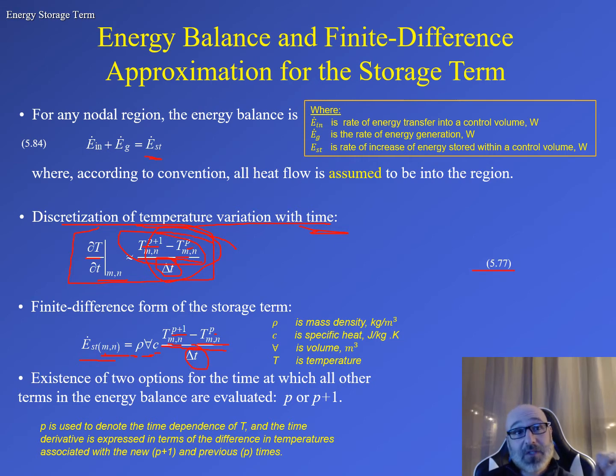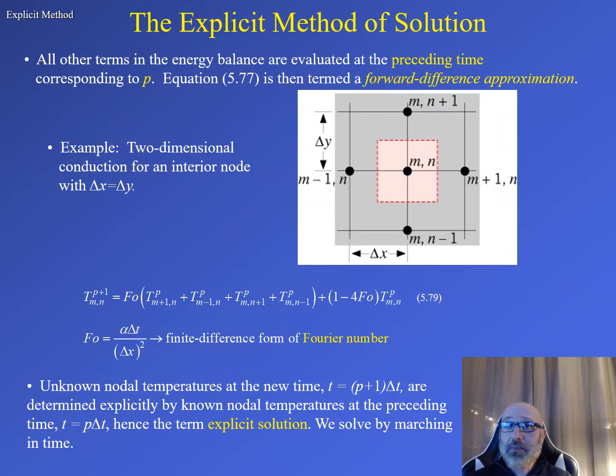Now we have the existence of two options for the time at which all other terms in the energy balance are evaluated here. This is either p or p plus 1. Now just let's note here, the p is used to denote the time dependence of that temperature, and the time derivative is expressed in terms of the difference in temperatures associated with the new p plus 1 and the previous p times. So looking back at the procedure we were talking about, we realized the next step would be to look at our solution for the finite difference method.